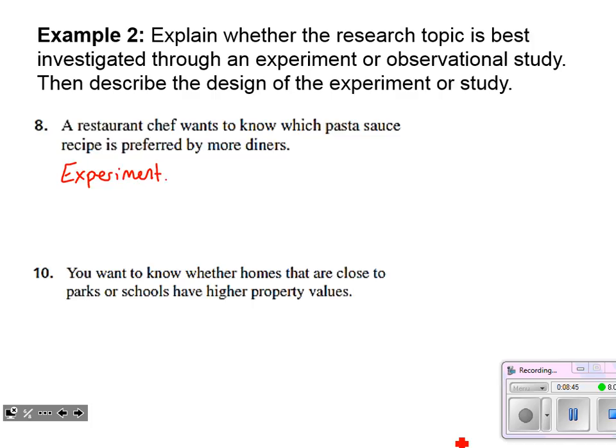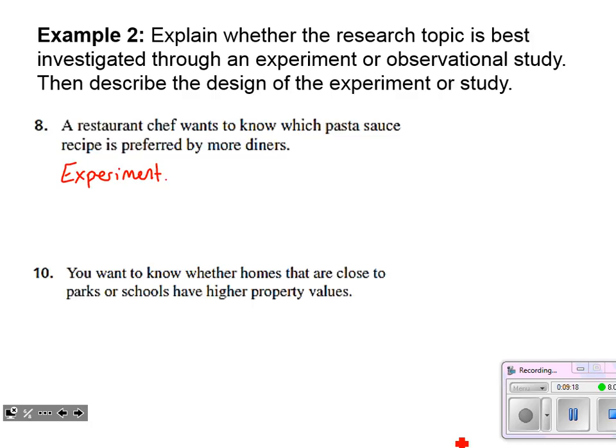is the best way to do this because, yeah, he could observe what people order more frequently, but that's not really telling him which sauce is the better sauce, right? It could just be a customer's preference. So he could conduct an experiment where maybe there are two similar types of sauces or something, and he has two groups, and he gives one group one recipe, another group another recipe, but he is able to control everything else about that.